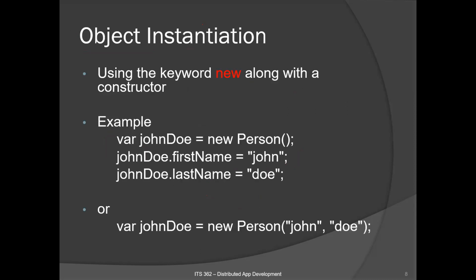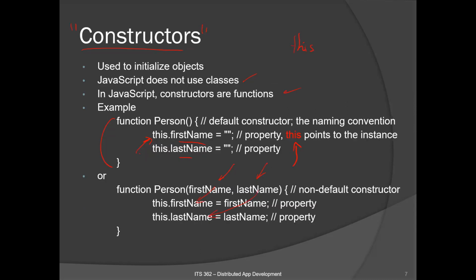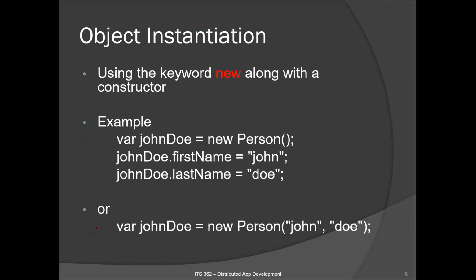Now the object instantiation. Once we have the definition, you can think of this as just a definition, but we want to instantiate or create an object that meets the conditions of that definition.